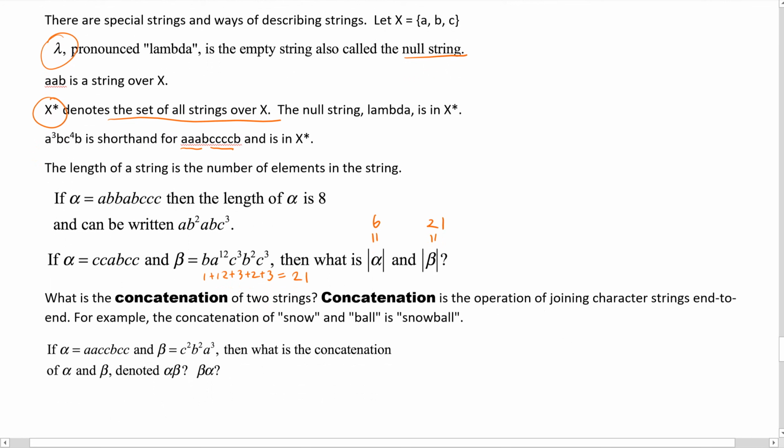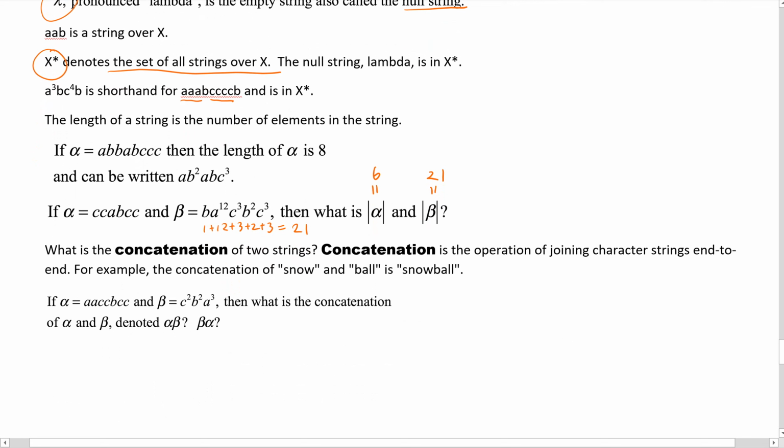Alright, let's continue. What is the concatenation of two strings? Concatenation is the operation of joining character strings end to end. For example, the concatenation of snow and balls is snowballs. If alpha equals AACCBCC and beta is C squared B squared A cubed, what is the concatenation of alpha and beta? So alpha beta is alpha, AACCBCC, followed by beta, C squared B squared A cubed.